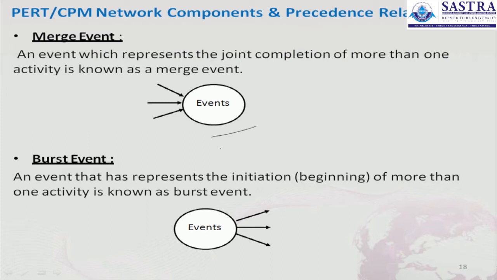So, through the diagram, here there is an event. The event has taken place through some activities, with arrowheads showing the activities. And a burst event is an event that represents the initiation, that is the beginning, of more than one activity. So, that is a burst event, where more than one activity begins here.